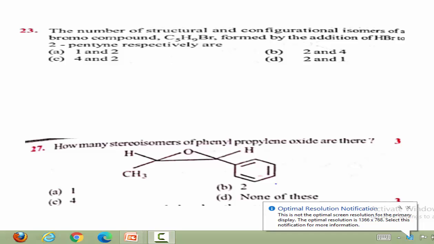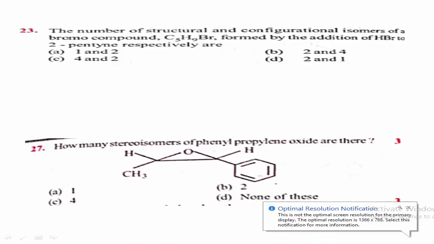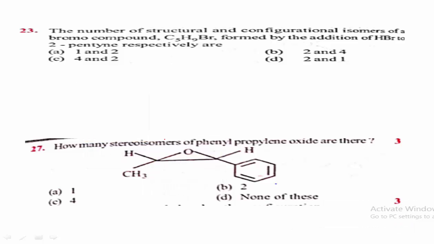Yes, students, according to the given formula of the compound C5H9Br, when HBr undergoes addition to 2-pentyne, the isomers formed are some structures. One appears like this: Br, double bond, CH, and here C. It shows one structural isomer and geometrical 2. What are those? Cis and trans.